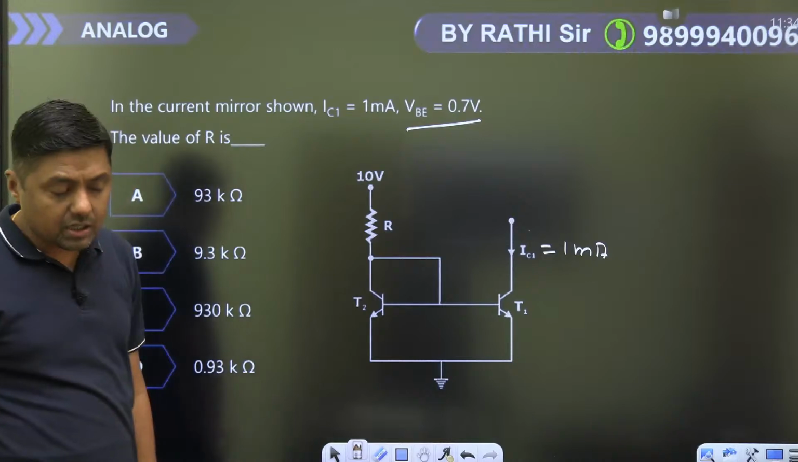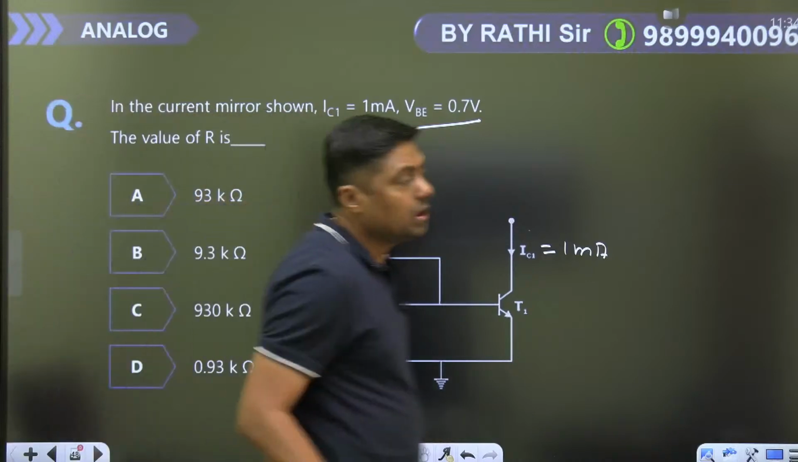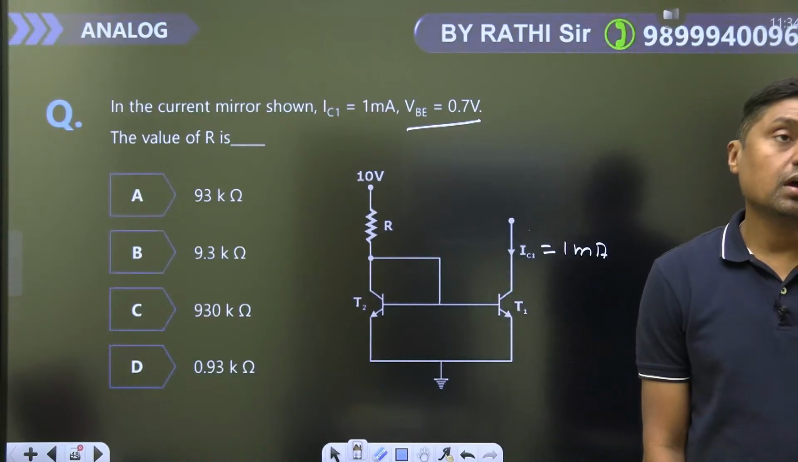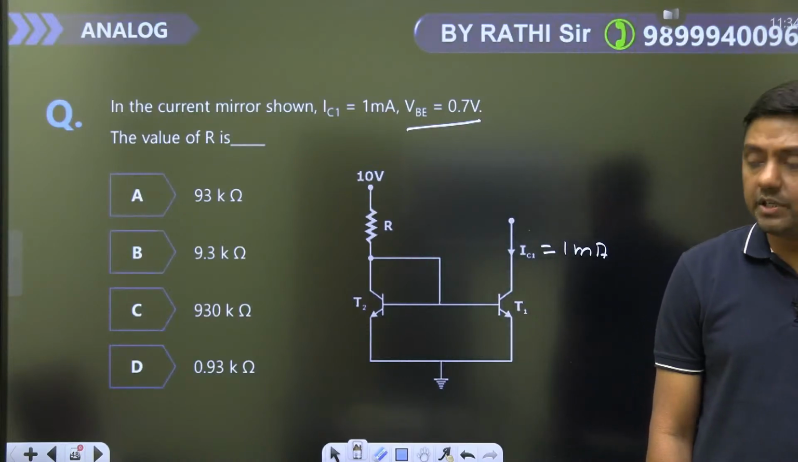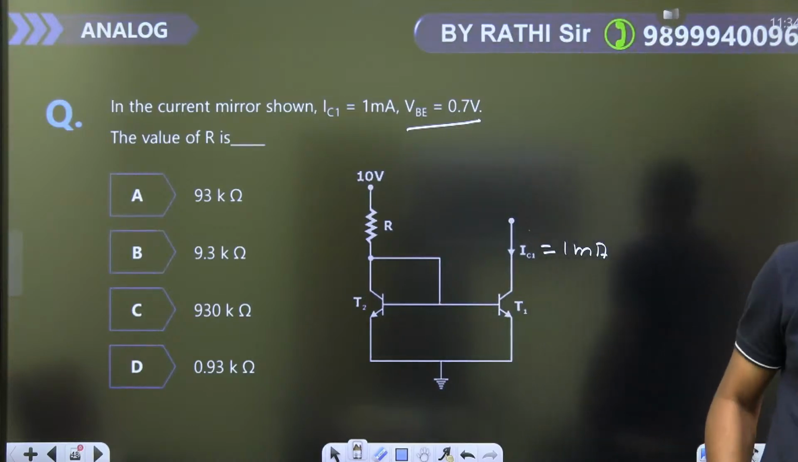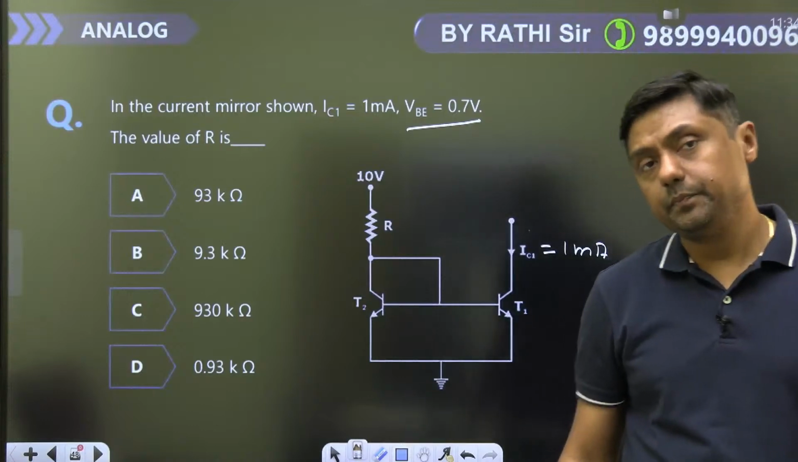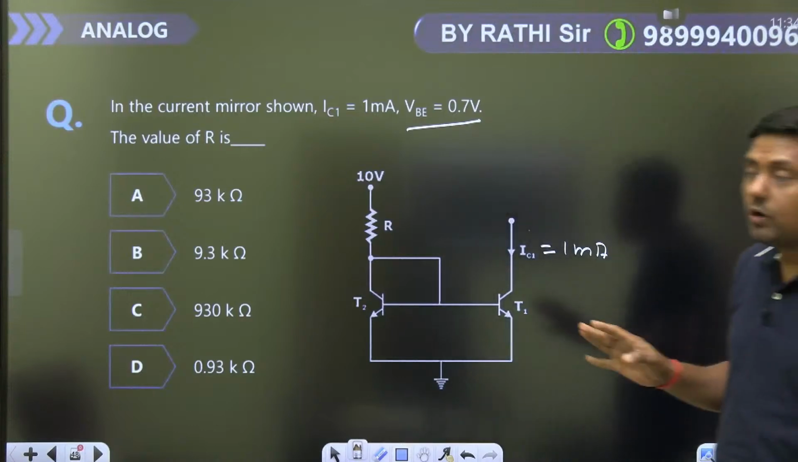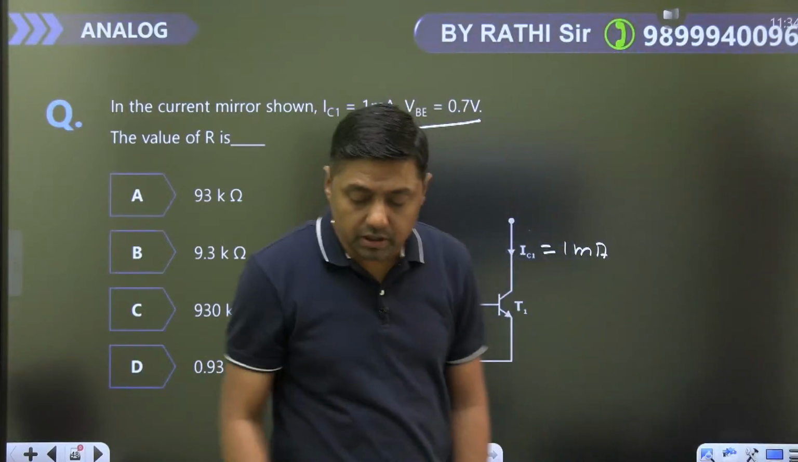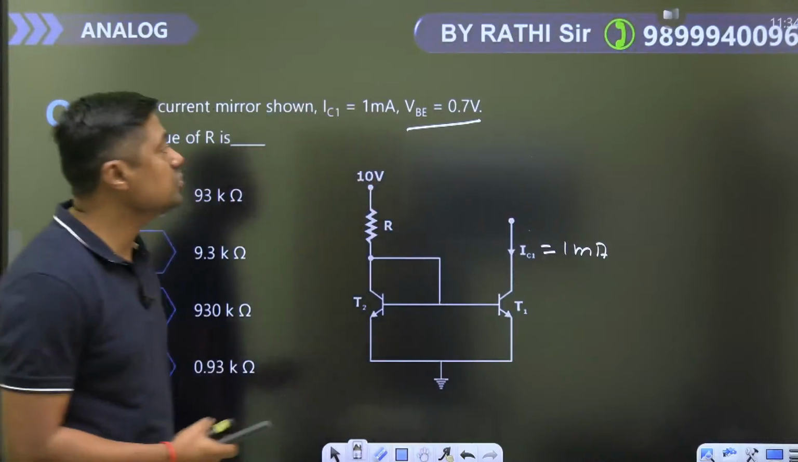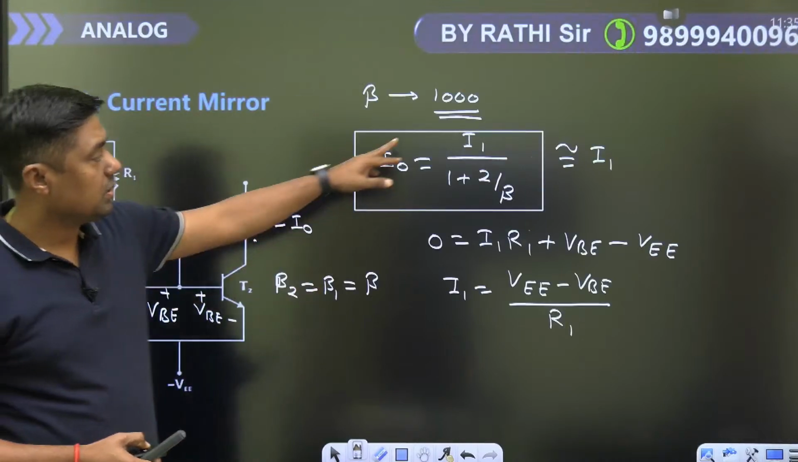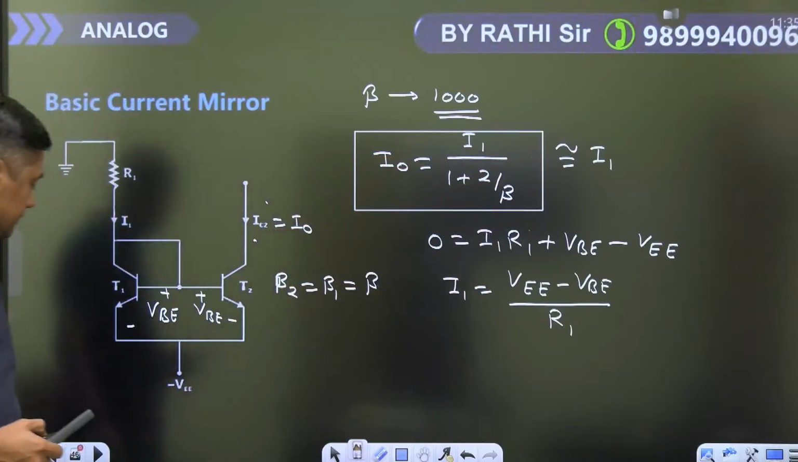Very high means, Raj, in case of a current mirror circuit we are taking beta 1000, 700, 900. Or in case of a normal BJT amplifier, if the beta is more than 100, then you can consider it large, 150, 100. In case of an amplifier, 100 and 150 is a large value. But in case of a current mirror, it is more than 1000. Then we can consider it large. Otherwise, you have to use this formula, 1 plus 2 by beta.